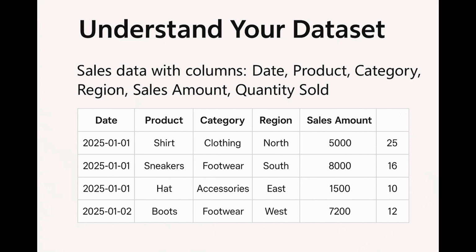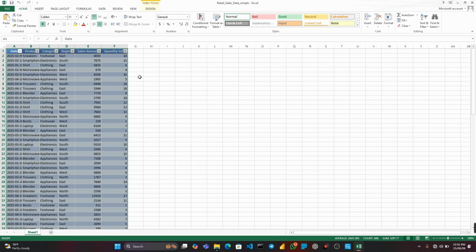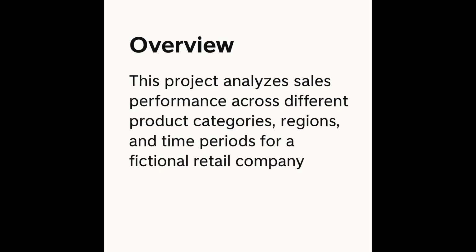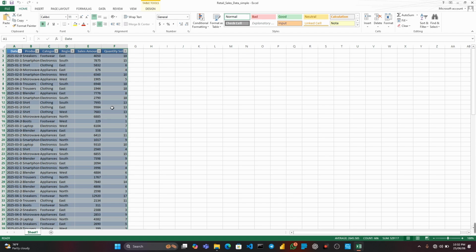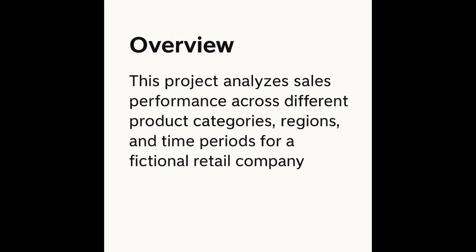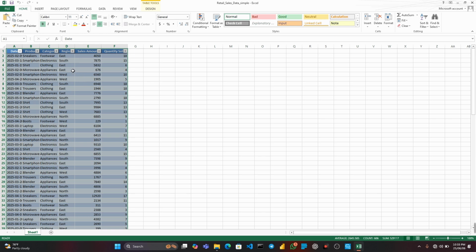Understand your data set. And the first thing you should understand about the data set is the purpose of the data set. After knowing the purpose of the data set, for instance, this data set now is about a company. They have products, they have categories of what they sell. This is their region. This is the sales amount, and this is the quantity sold. So now these are the headers.